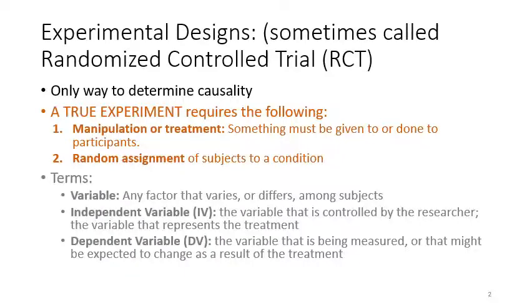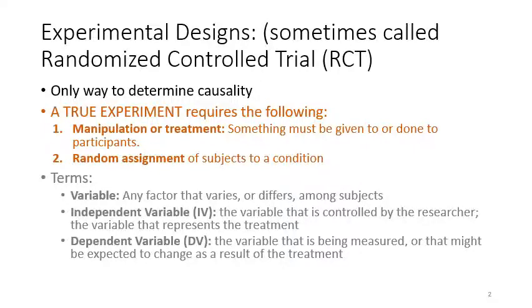In this content, we'll be talking about the last method, experimental designs, the only design that can show a causal relationship that is so desired in Western. So experimental designs, which are also sometimes called randomized controlled trials, are the only way to determine causality, and this is the magic word in statistics. We're always after causality. And in order to be an experiment or an RCT, it has to have two things.